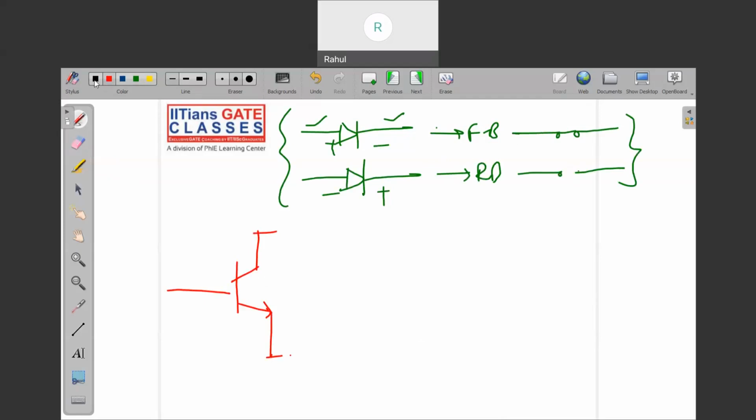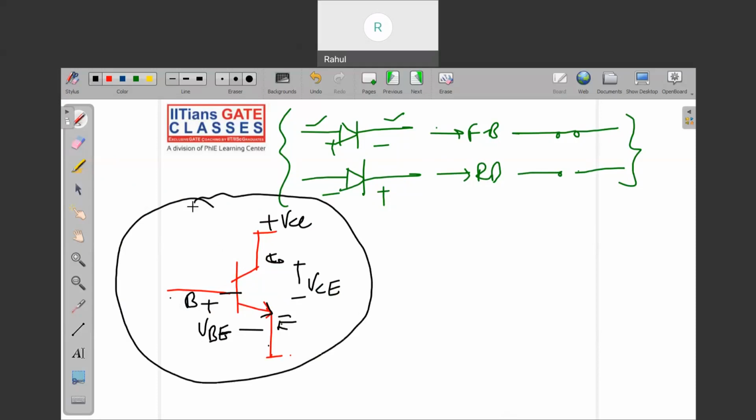But in case of a bipolar junction transistor, suppose this is a bipolar junction transistor, first of all we need to identify the terminals. Where the arrow is present, that is the emitter, this is the collector, and this is the base. If you are applying input between base and emitter, this voltage will be known as VBE, and this will be known as VCE. This will be VCC, there will be some supply here, right? So these are the voltages.